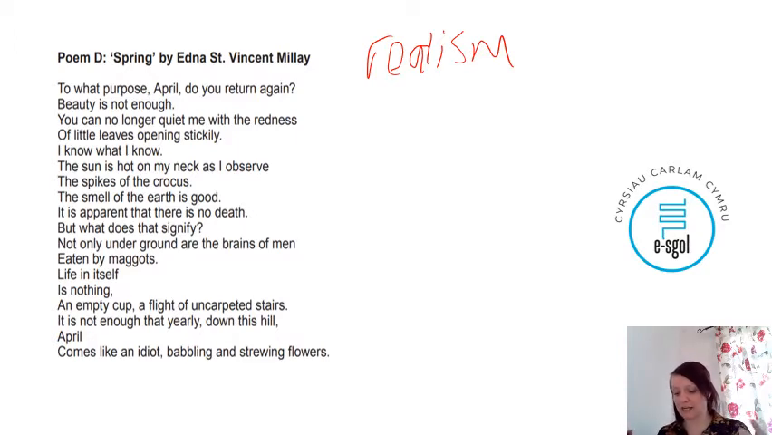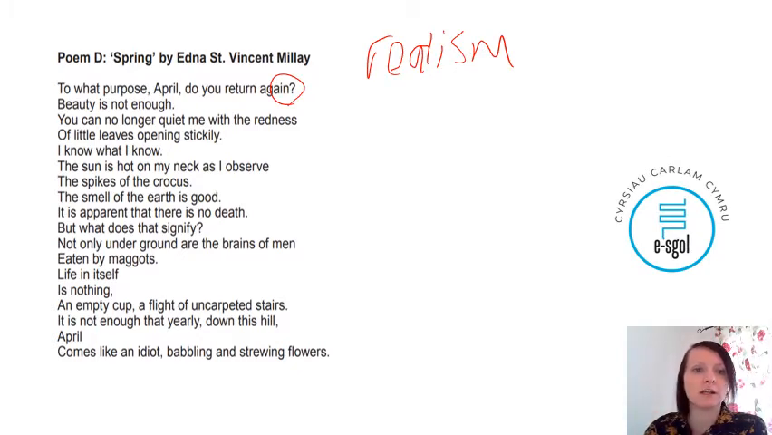The poem starts off by addressing nature and asking a rhetorical question with, to what purpose, April, do you return again? And that line itself, with that use of the rhetorical question, is really harsh and really blunt in its tone. So already we get a sense of the aggressive tone that the poet has, and the negative, pessimistic attitude that she has towards the lies that she believes people are fed about spring, okay?